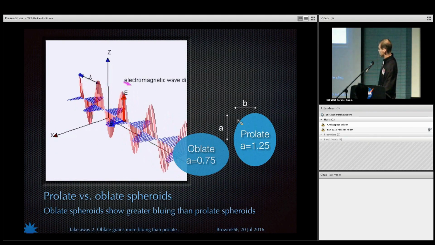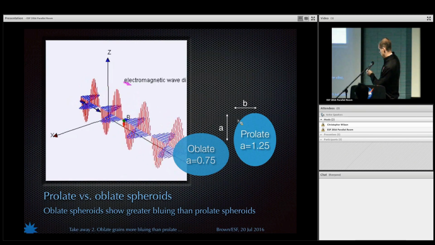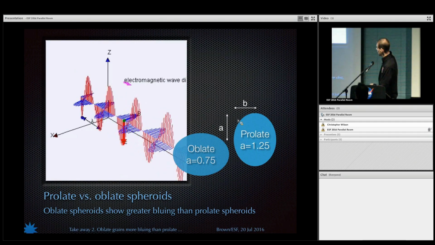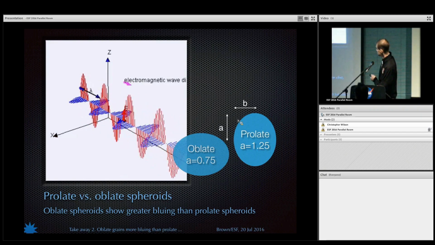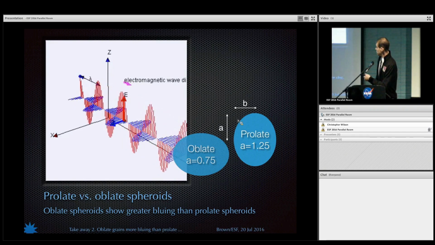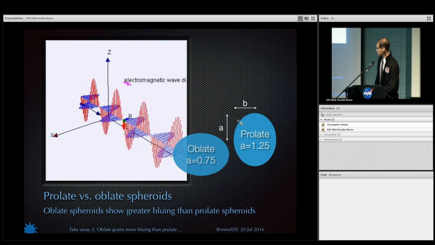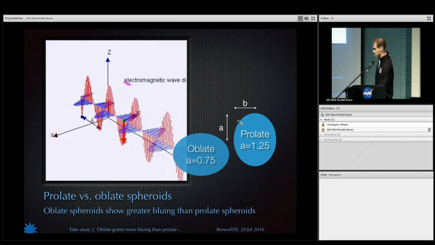This just shows you that we tried this on a range of size distributions in the paper and found that for sharply peaked size distributions, you get very similar to single particle scattering.